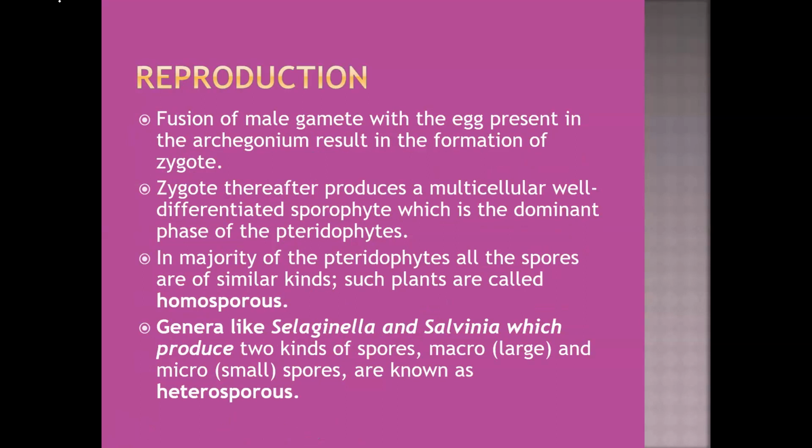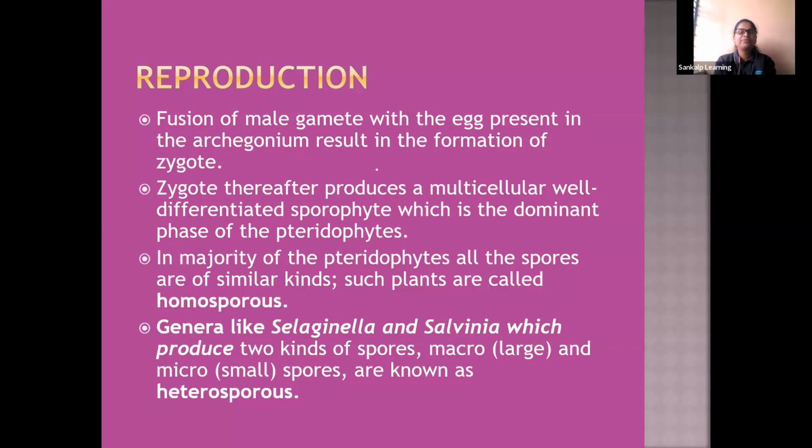Yeah, sure. Reproduction. Fusion of male gamete with the egg present in the archegonium results in the formation of zygote. Zygote therefore produces a multicellular, well differentiated sporophyte, which is the dominant phase of the pteridophytes. At maturity of the pteridophyte, all the spores are of similar kind. Such plants are called homosporous. Genera like Selaginella and Salvinia, which produce two kinds of spores, macro (large) and micro (small) spores, are known as heterosporous.